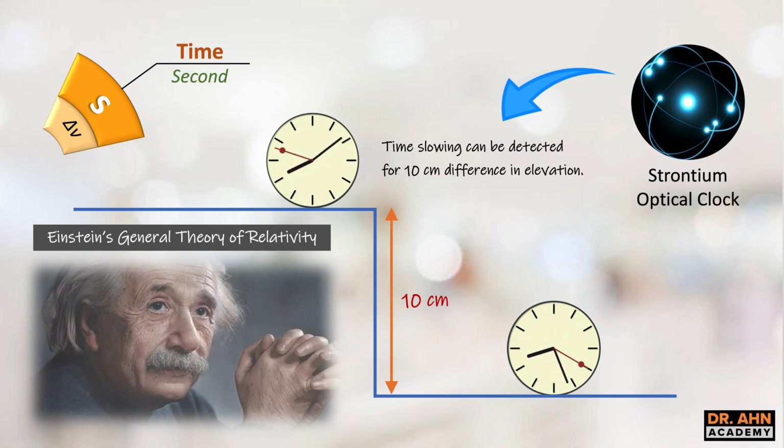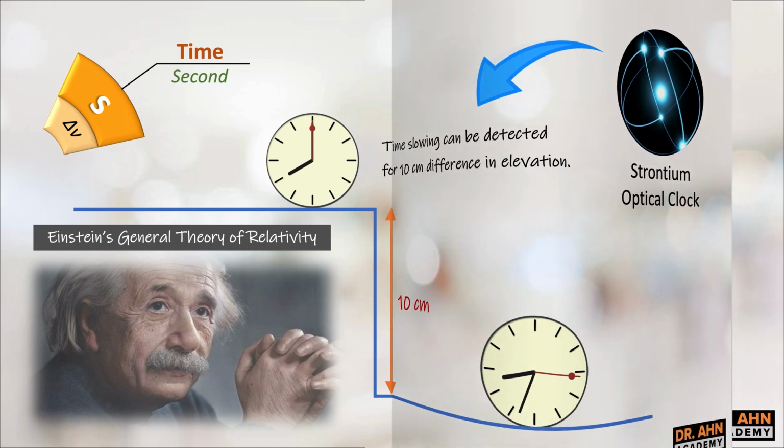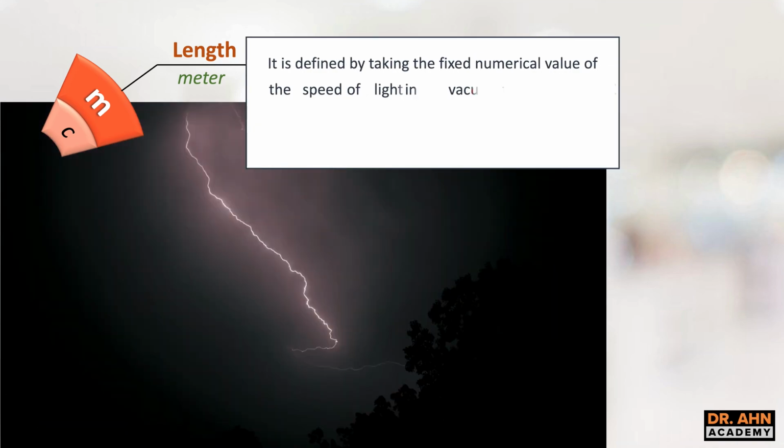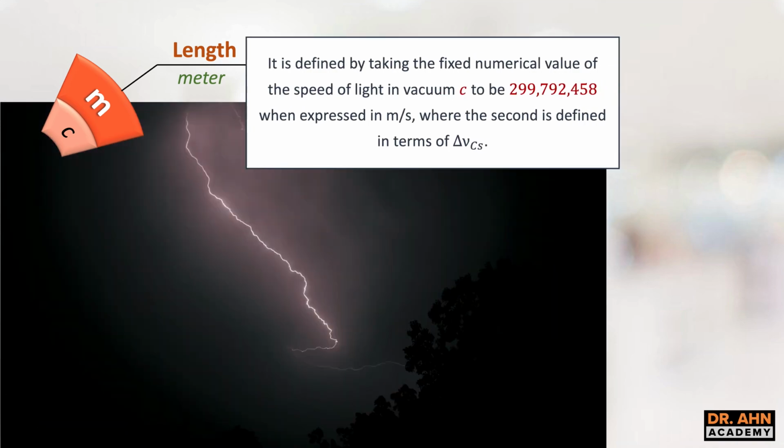We're talking about an accuracy of 1 second error in almost 14 billion years. Let's go to the next SI unit, length, and its unit is meter. This is the current definition adopted back in 1983. It is defined by taking the fixed numerical value of the speed of light in vacuum, c, to be this number when expressed in meters per second, where the second is defined in terms of this transition frequency.